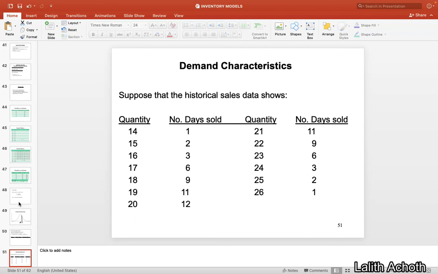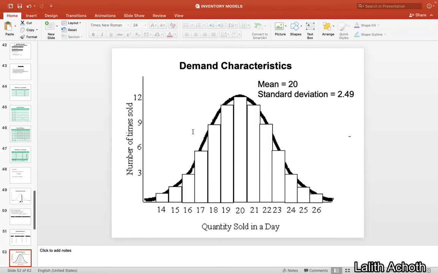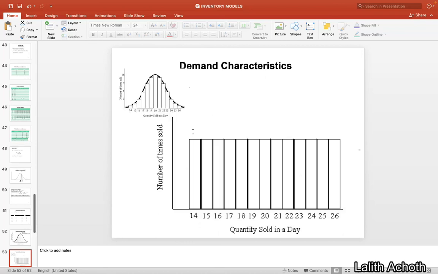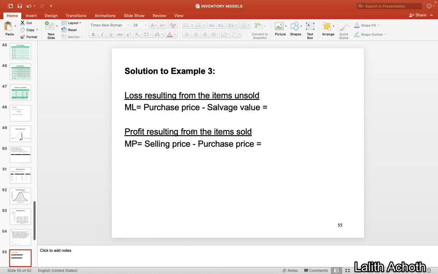From this I should be able to find out the probability. I'm giving you the numbers. On one day 14 quintals were sold. On 2 days 15 quintals were sold. On 11 days 21 quintals were sold. Now it follows a distribution, so you have to calculate the mean and standard deviation. Mean is 20, standard deviation is 2.49.